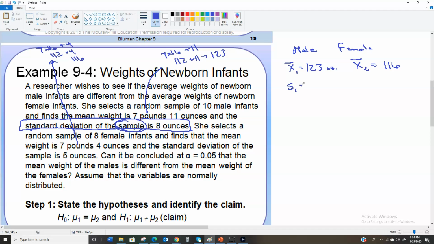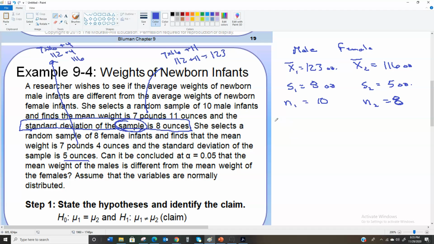So S sub 1, the standard deviation of the sample, is 8 ounces. S sub 2 for the females was 5 ounces. And then the sample sizes in this case are actually different. The sample size for the males was 10, and the sample size for the females was only 8. So they had 10 male babies and only 8 female babies.